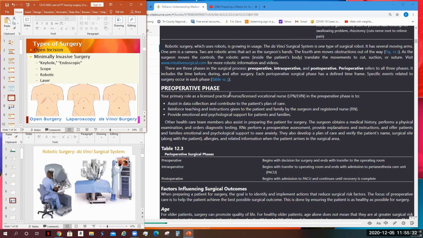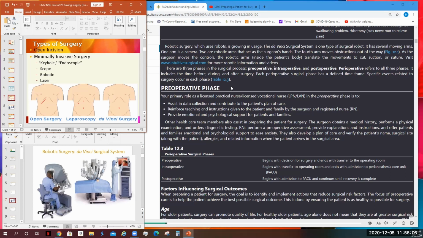There are 3 phases in the surgical process. There's preoperative, intraoperative, and postoperative. Perioperative refers to all 3 phases. It includes the time before, during, and after surgery. Each perioperative surgical phase has a defined time frame. Specific events related to surgery occur in each phase.